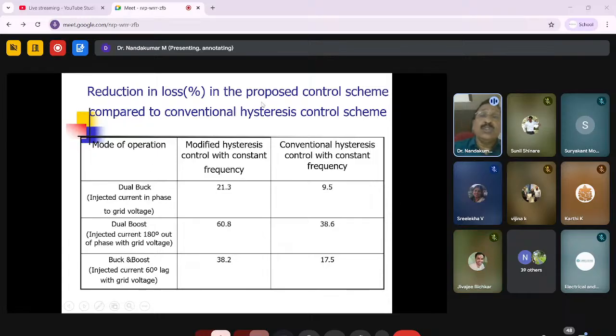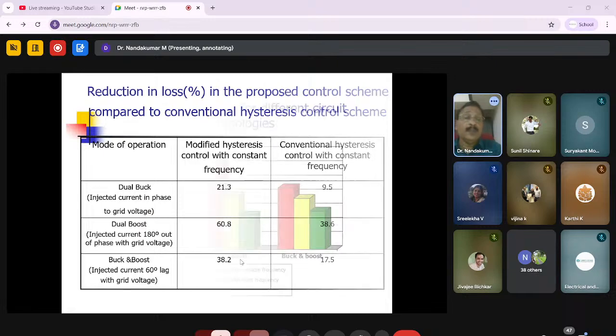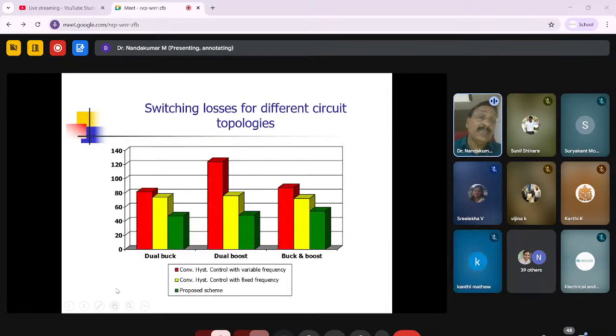reduction in the proposed control scheme, the losses, with the dual boost and dual buck topology. The reduction in loss is given here, compared to the conventional control with a constant switching frequency. But with a modified hysteresis control with a constant frequency, this much reduction in switching loss is achieved. This is the percentage reduction in switching loss. Anyway, the efficiency of the converter is improved, and that is marked as compared to the switching loss.